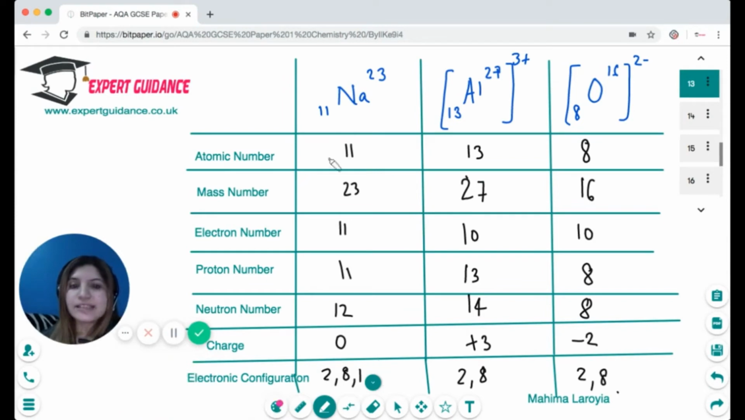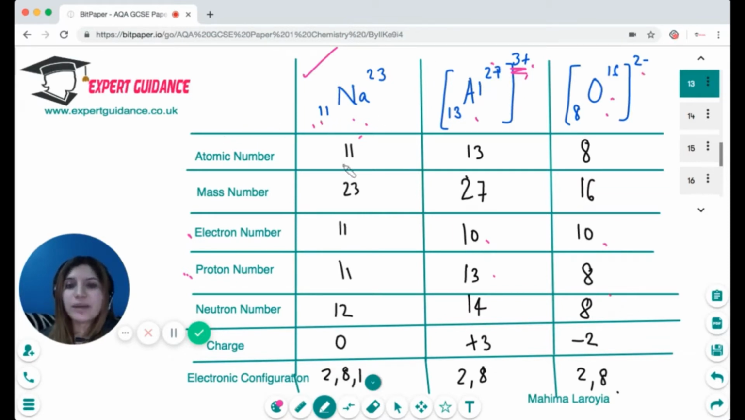Okay, so now let's take an example. Now you can see that I have made 3 tables. In one, I have put a sodium atom, and since it is an atom, it will have an equal number of electron and proton number. I have added aluminium 3+ ions. Since it's a 3+ ion, it means it has fewer electrons and more protons, and oxygen 2- means it has more electrons than the protons. Now you will follow the same tactic.